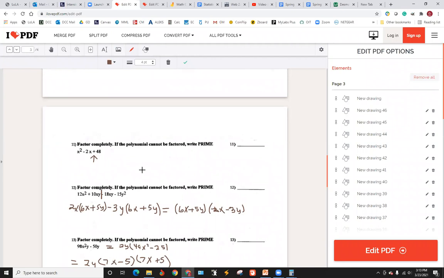All right, I think this one is going to be prime, if I'm not mistaken. Are there any factors of 48 that have a difference of 2? Wait a minute. Maybe not. So 48 and 1. I'm sorry, they have to be the same sign. So I don't think that that's going to be possible. If this was a negative, it would be, but I don't believe there's any factors of 48 that add up to 2.